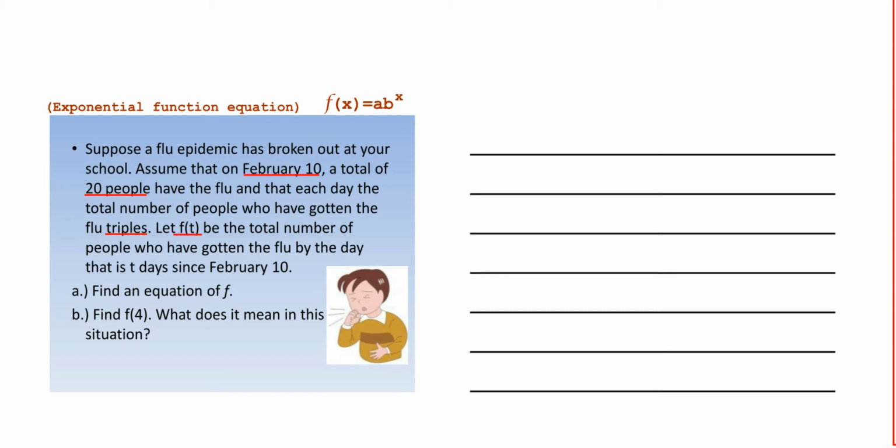Let f of t be the total number of people who have gotten the flu by the day that is t days since February 10th. Once again, t is a variable, it's important, and February 10th. Notice the wording since February 10th. That implies that it started on February 10th, or they started noticing this on February 10th. Okay, so we know that on February 10th, it started. So, day 0, agreed? If you started a stopwatch or started counting, this is the day you started counting, on day 0.